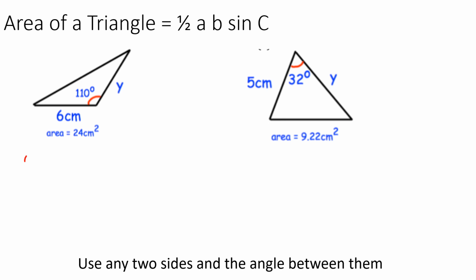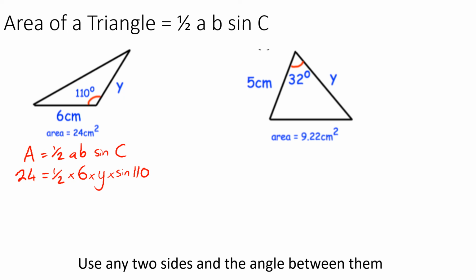Well, we know that area is equal to a half AB sine C. It's always worth writing down your things before you start. We know that area is 24 in this question. We know that A is, I guess, 6. We know B is maybe Y. And we know sine C is sine 110.